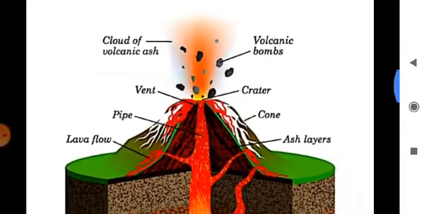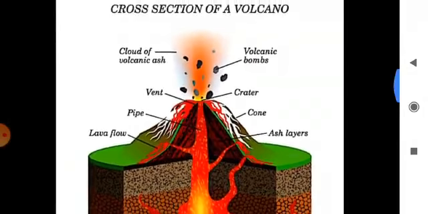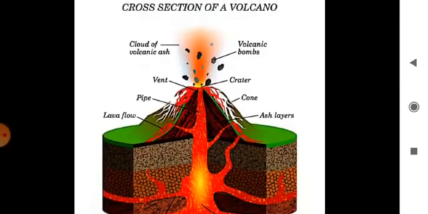Look at the picture. A volcano is an opening in the earth's crust through which lava, volcanic ash, and gases erupt from the magma chamber below the surface. This diagram has all the parts of a volcano clearly labeled. Most volcanoes are cone shaped like this.